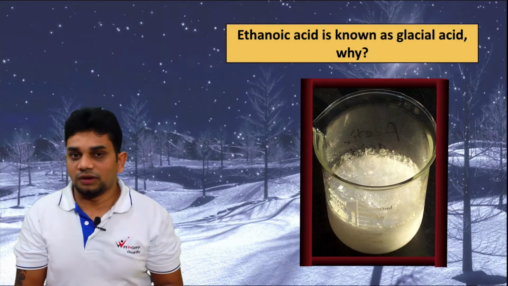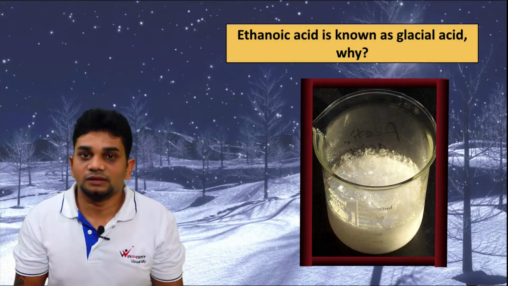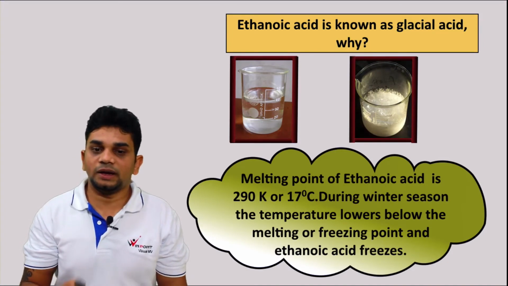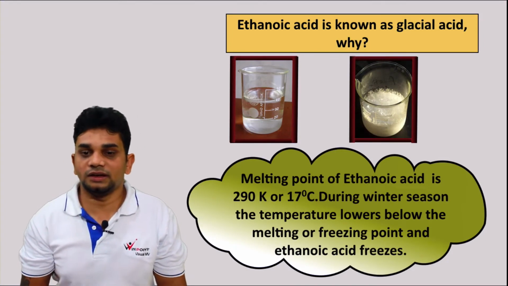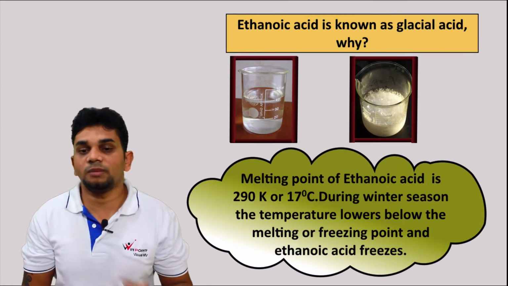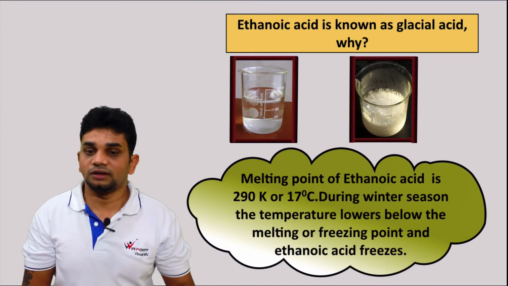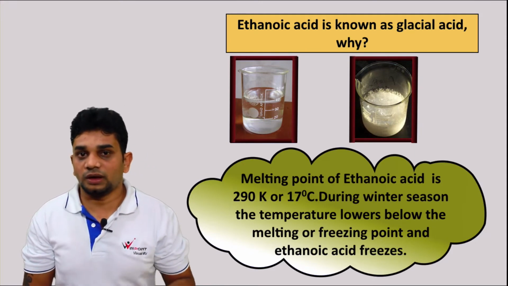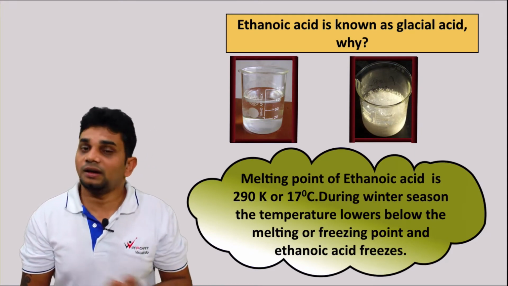Because of this property, acetic acid is known as glacial acid. Melting point of ethanoic acid is 290 Kelvin or 17 degrees Celsius. During winter season, the temperature lowers below the melting point or freezing point and ethanoic acid freezes. This is the reason for this name. Ethanoic acid is also known as glacial acid.